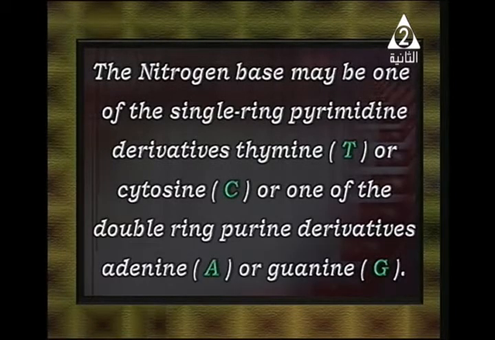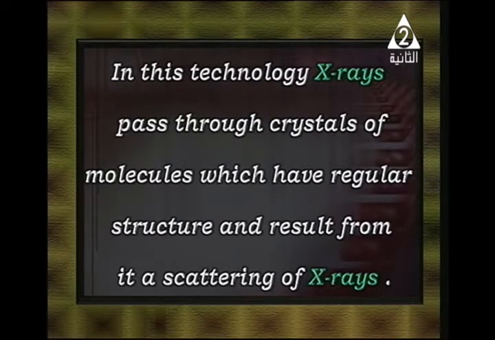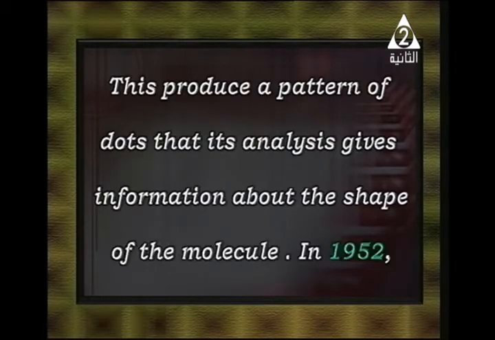The nitrogenous base, as we said, may be what? Thymine connected with adenine, and cytosine connected with guanine. And in this X-ray technology carried out by Franklin, she wanted to get crystals of DNA, by passing X-rays through crystals of molecules which have a regular structure, resulting in scattering of the X-rays. They subjected the DNA molecules to the X-ray, which is actually called diffraction technology. This produced what? A pattern of shapes, a kind of dots. By analyzing these dots, they got some information about the shape and structure of DNA.